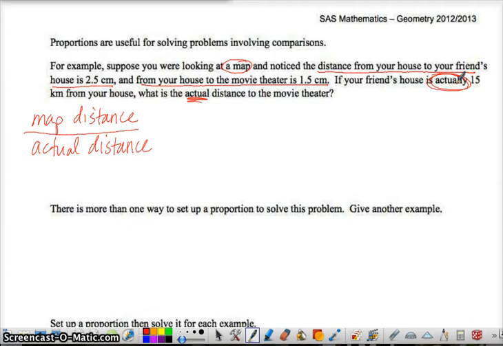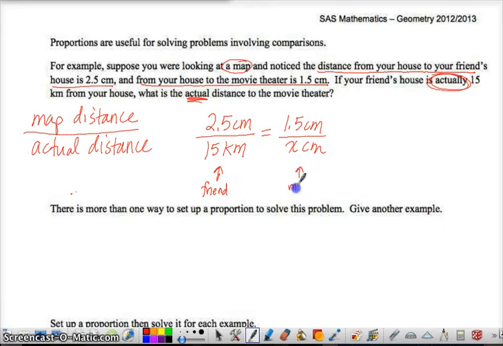So we have the map distance, and we also have to talk about your friend's house and the movie theater. Those are the other two factors, right? So the map distance from my house to my friend's house is 2.5 centimeters. The actual distance from my house to my friend's house is 15 kilometers. Then the map distance from my house to the movie theater is 1.5 centimeters, and the actual distance from my house to the movie theater, we don't know. That's what we're trying to find out. So this sets up a proportion which was the map distance relationship to the actual distance relationship. This right here was the friend's house, and this right here was the movie theater.